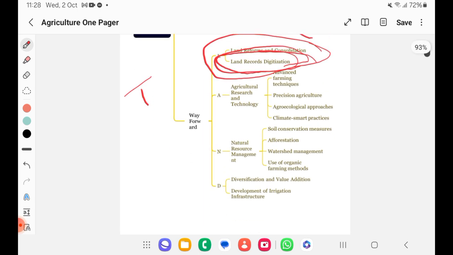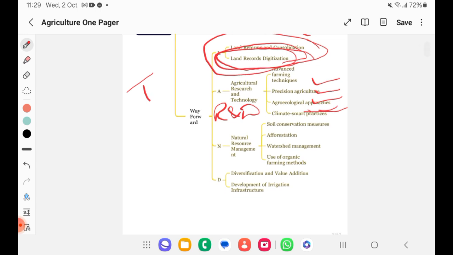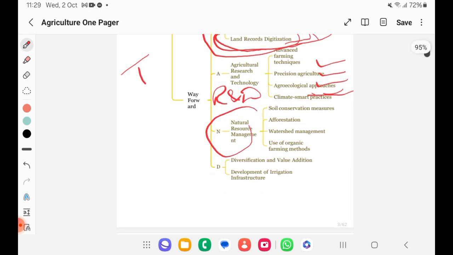Then we have agricultural research and technology. Okay, so R&D is required everywhere, not only for agriculture, any sector for that case. So farming technique, precision agriculture, agro-ecological approach, climate smart practices should be there. Then we have natural resource management. So we have seen environmental issues, right? Under that, natural resource management should happen.